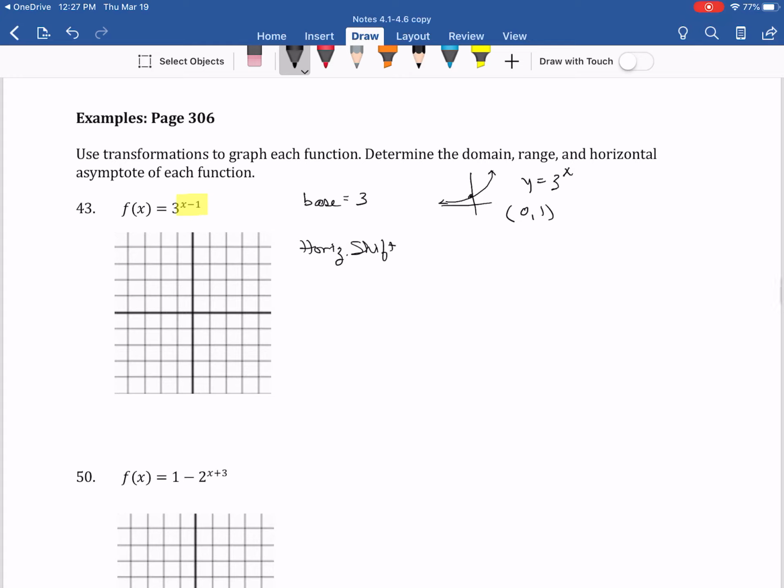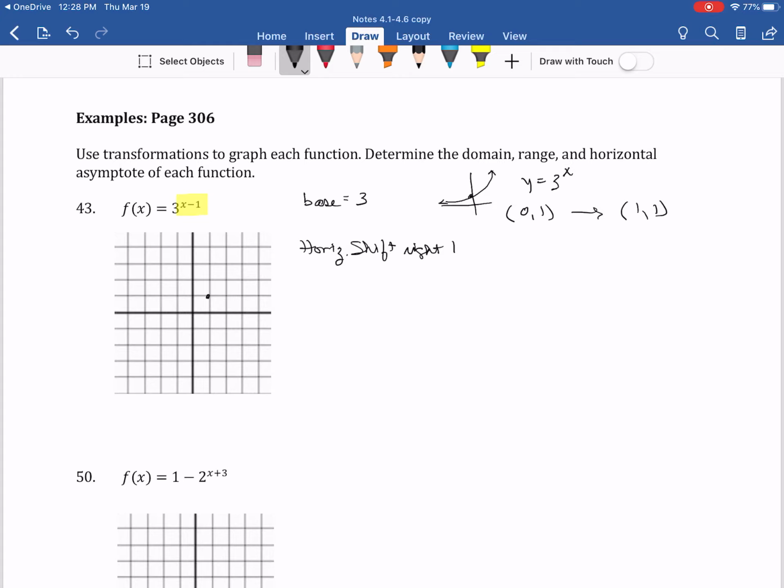Because I'm subtracting 1 from the input, I want to shift to the right 1 space. So that's going to take the point (0, 1) and move it to the point (1, 1). So locate that on your grid. There's the point (1, 1). Everything else shifts to the right as well.